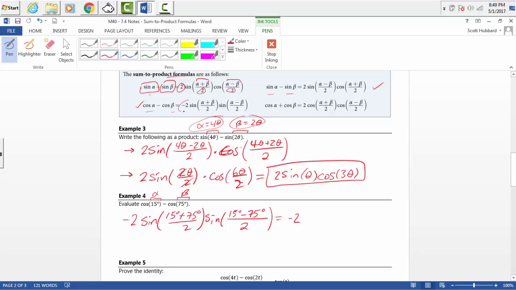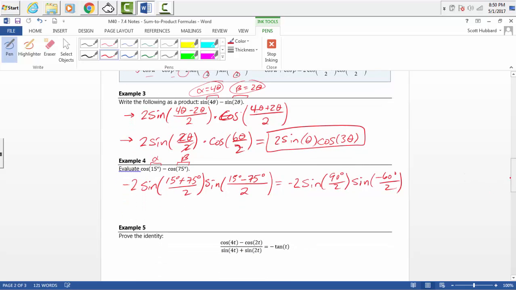And we can simplify that, so it's going to be -2. And remember, the -2 here is just from the formula. Same thing with the reason we're dividing by 2. And so we combine these. So 15 plus 75 is 90, so you get 90 degrees divided by 2. And then 15 minus 75, that's -60, -60 degrees over 2. And so that tells me it's -2, finishing up here, 90 divided by 2 is 45 degrees, and sine of -30.